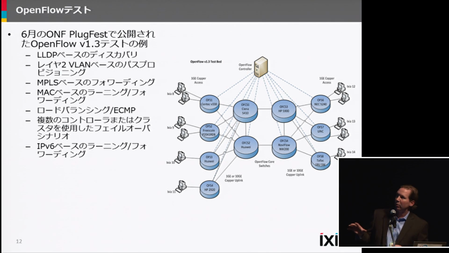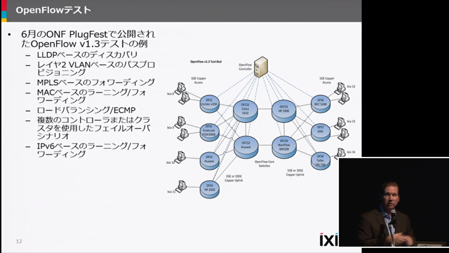So on the next slide, I want to take you into what we do at the PlugFest. This is an example network that we built. In the last PlugFest in June, we had 11 switches that supported 1.3, and we had 9 controllers. What we do is we build the reference network with access and core devices, we interconnect them, and then each controller gets a period of time on the network to test OpenFlow, to test their applications.